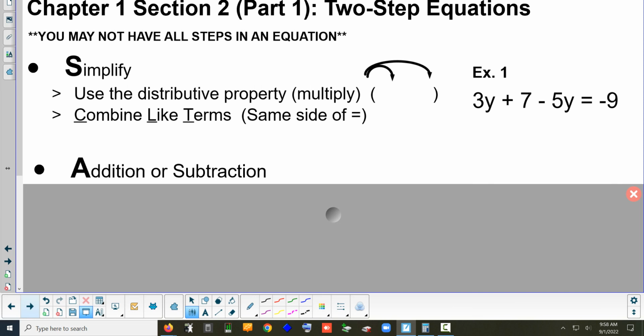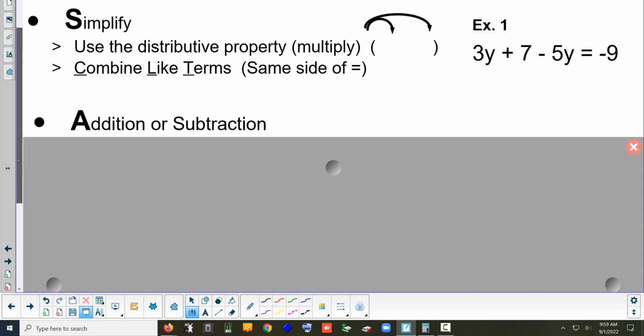So the next thing that you handle when you're solving an equation is any addition or subtraction that needs to be done. This is different than PEMDAS, where addition and subtraction always comes at the end. Okay? This isn't arithmetic. This is solving an equation. So we always do addition or subtraction after the simplify step.